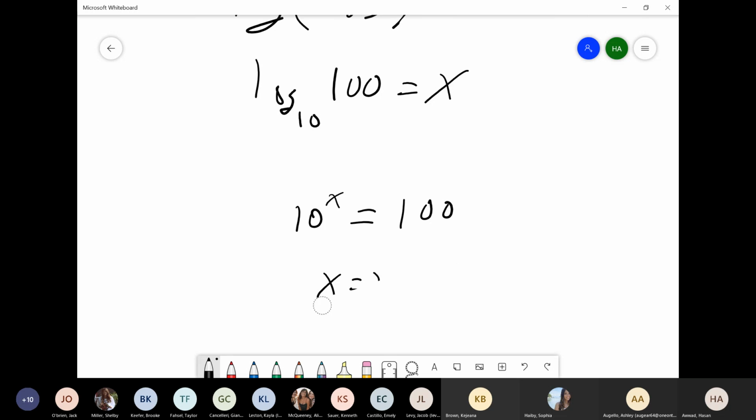If you don't see it immediately, that's totally fine. You could always play the game of trying to get the bases to match like we did before. And to get the bases to match, we're just going to manipulate that 100 to be in terms of 10. So this is the same thing as 10 squared.